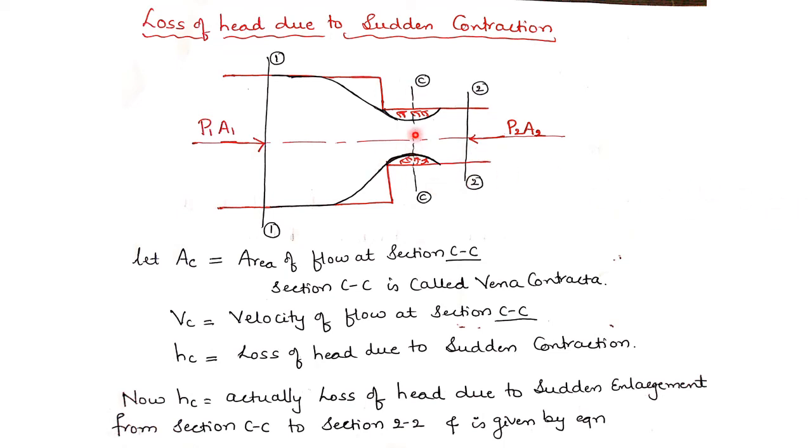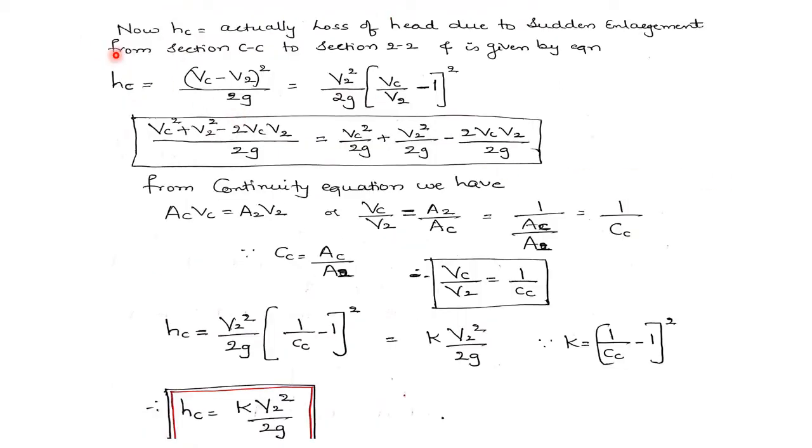That means from section CC to section 2-2, sudden enlargement of the flow takes place here. So that equation only we are using now. The same equation I have written here. See here, HC is equal to the actual loss of head due to sudden enlargement from section CC to section 2-2. I have used the equation of sudden enlargement.